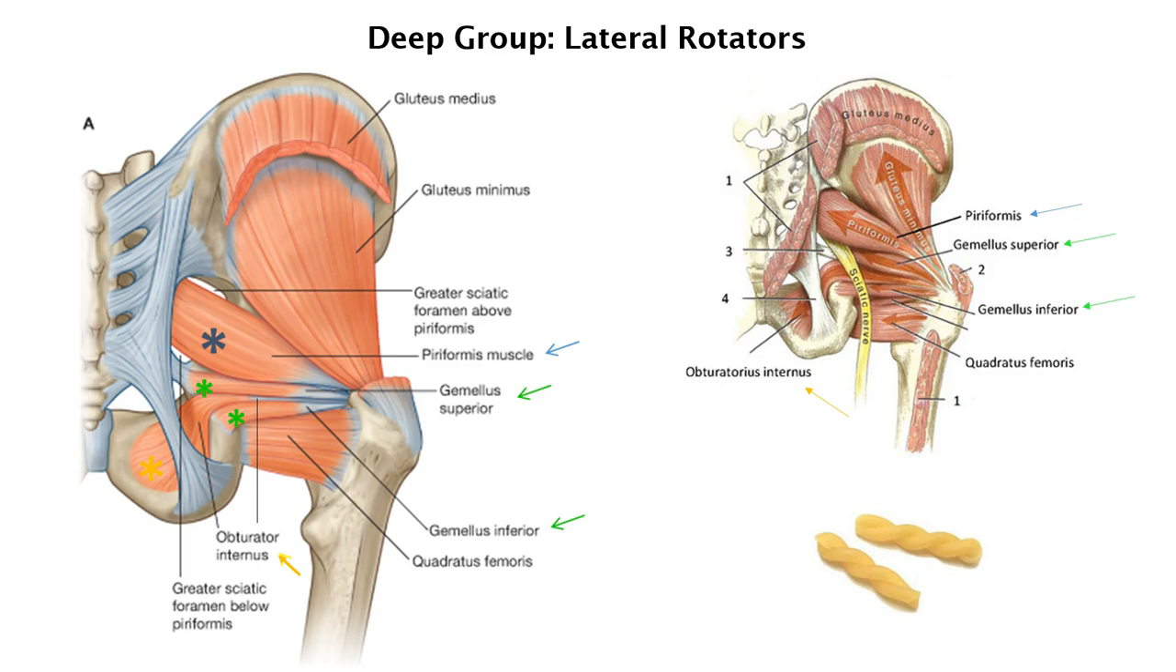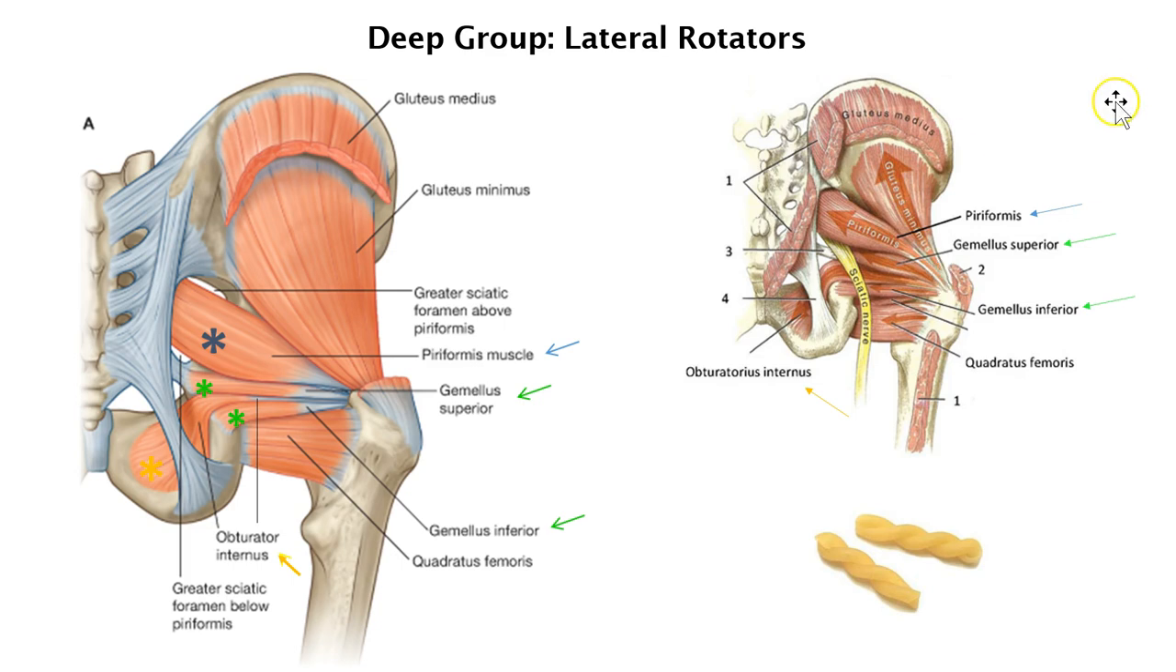The piriformis muscle is the most superior muscle of the deep group. It originates from the anterior part of the sacrum. That's hard to appreciate here because it's obscured by the ligamentous structures. But it comes not from the posterior aspect of the sacrum, but anteriorly, and then it emanates out of the greater sciatic foramen to insert onto the upper portion and posterior portion of the greater trochanter.